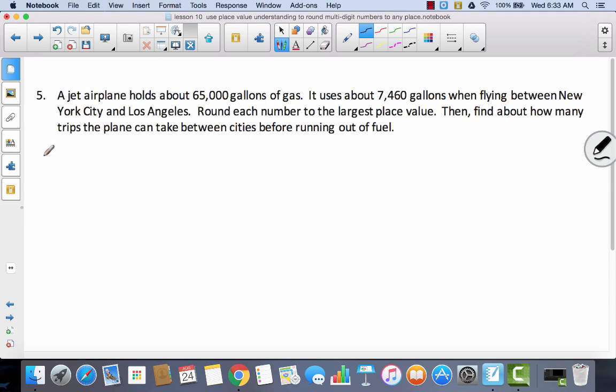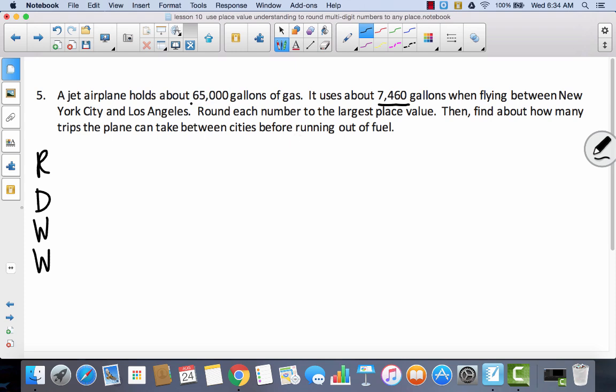So again, we're going to read, we're going to draw, we're going to write a number sentence, and we're going to write a word sentence. A jet airplane holds about 65,000 gallons of gas. It uses about 7,460 gallons when flying between New York and Los Angeles. Round each number to the largest place value. Then find out about how many trips the plane can take between cities before running out of fuel. Okay, so we're going to round each number to the largest place value.